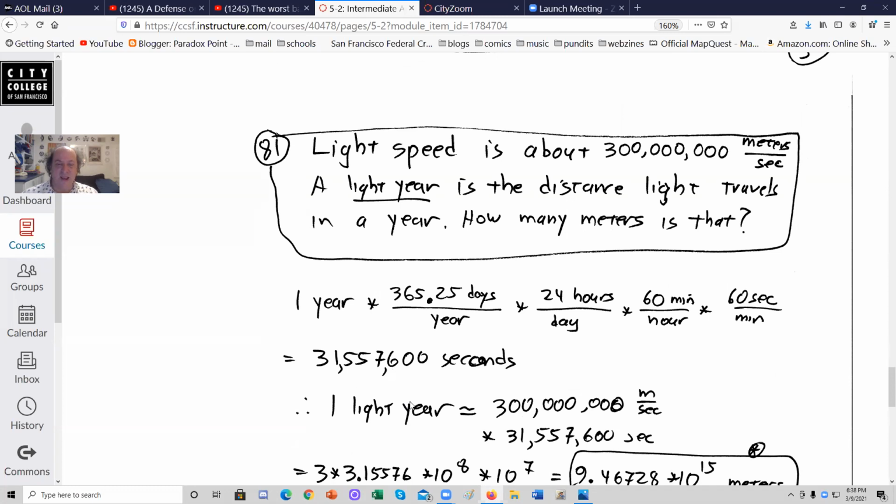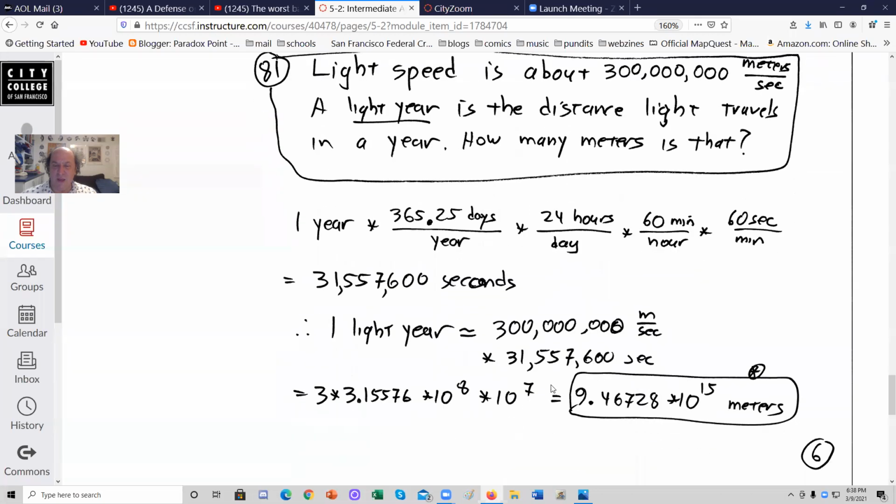Anyhow, so light year will be about 300 million meters per second times about 31 million seconds. So the seconds cancel. So 3 times 10 to the 8th times 3.15576 times 10 to the 7th. Multiply it out, you get 9.46728 times 10 to the 15th meters.